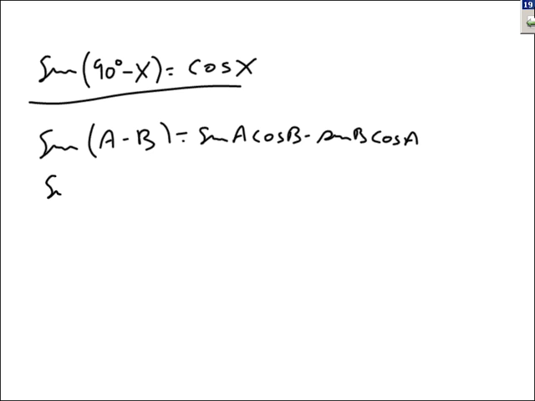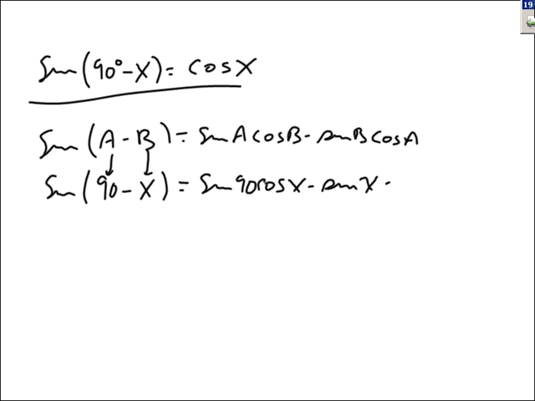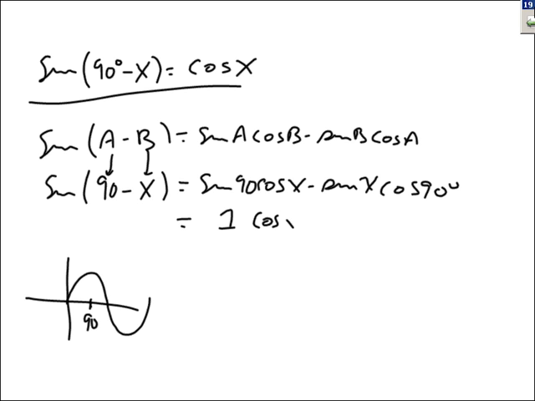is the sine of A, the cosine of B, minus the sine of B, cosine of A. So, if you have the sine of 90 minus x, A is 90, B is x. So we have the sine of 90, cosine of x, minus the sine of x, cosine of 90. Well, the sine of 90 degrees, well, here's 90. It's 1. This is 1 times cosine of x. And that piece is cosine of x minus the sine of x times the cosine of 90.